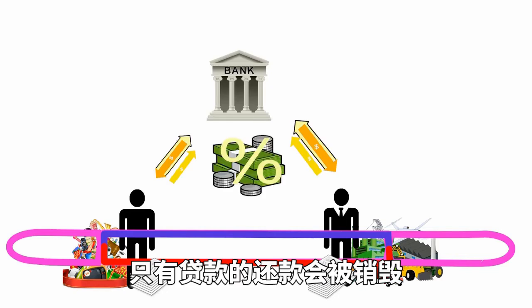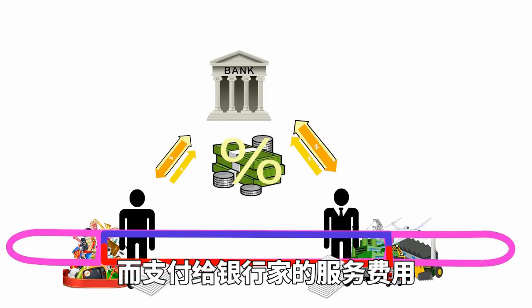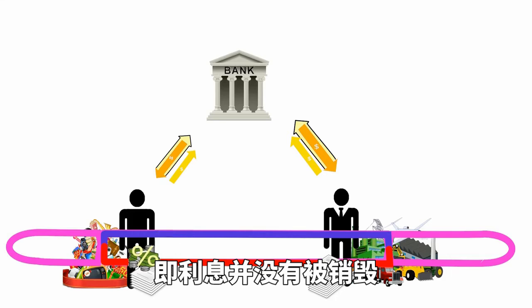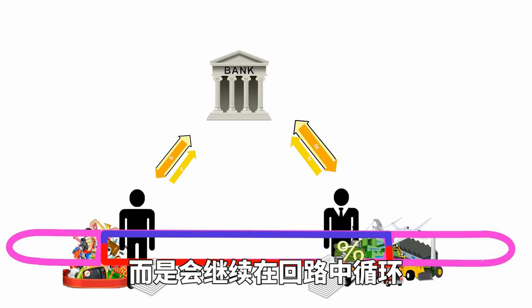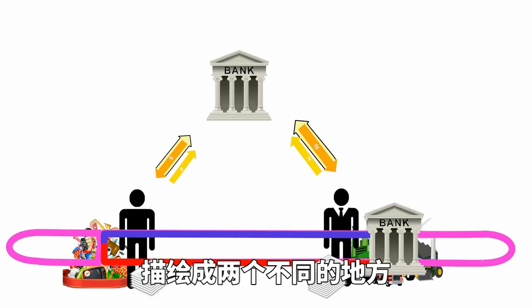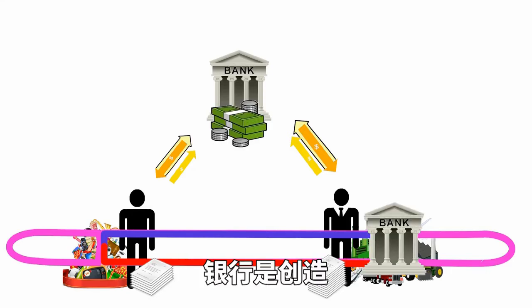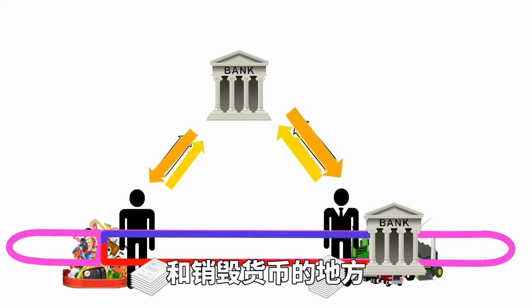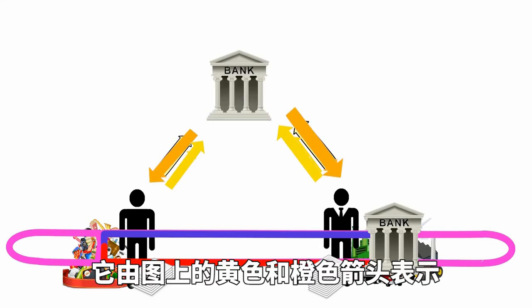The interest, which are the payments given to the bankers for their services, are not destroyed, but will continue to circulate in the loop. So we need to represent the banks at two different places. The banks are the places where the money is created and destroyed, and it is represented by the yellow and orange arrows on the diagram.